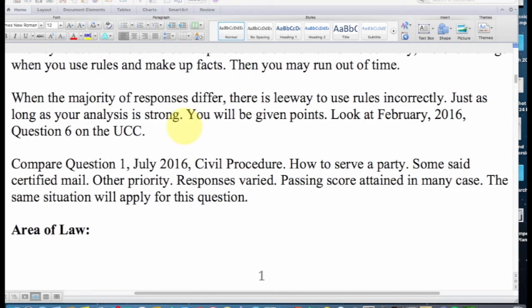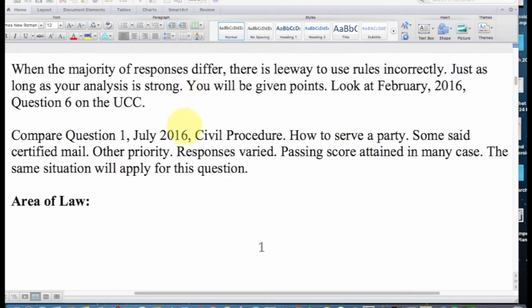Now, when the majority of the responses differ, there is leeway in the sense that examinees may use rules incorrectly, and they may still receive a passing score. That happened in February 2016 in a question that dealt with the Uniform Commercial Code. Look at question 6. And even for July 2016, for that civil procedure question, there was an issue that dealt with giving notice, and people said, "Hey, you need certified mail or priority or personal service," and some of these responses were given a passing score. So just keep that in mind.